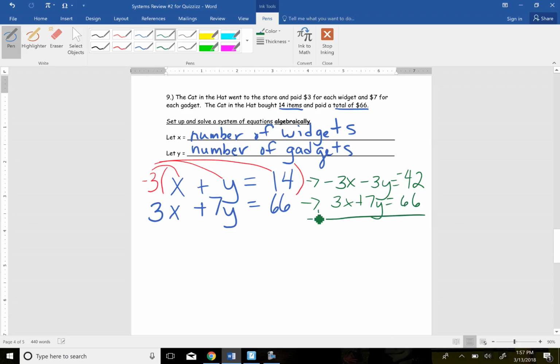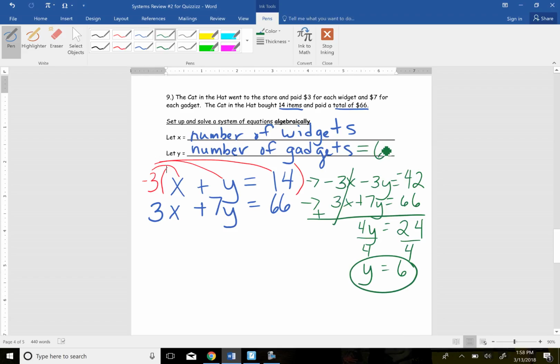So if I look at this now, I'm adding, those are going to cancel out. -3 plus 7, that's going to be 4y. These are different signs, subtract. Again, I can just use my calculator. Let's see, 6 minus, that'd be 4, that'd be positive 24. So I'm going to divide by 4 on both sides. Y, because x is eliminated, y is 6. So that means the cat in the hat bought 6 gadgets.